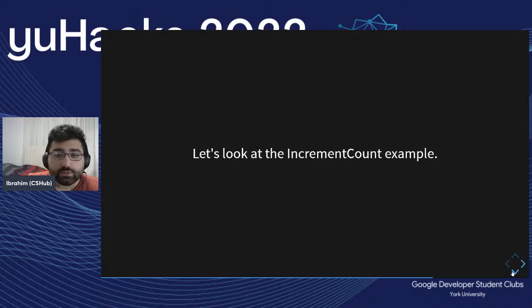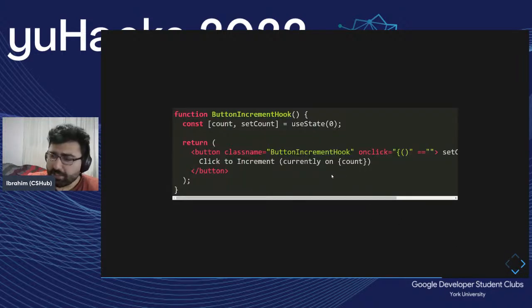So let's look at the example. If you remember, we made that increment count example where we click a button and it goes up by 1. Let's make that into a hook and see what happens, or to see the code. It's much simpler, eh? Sorry.